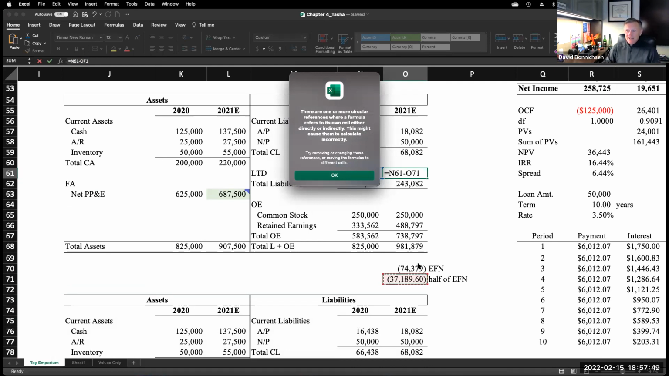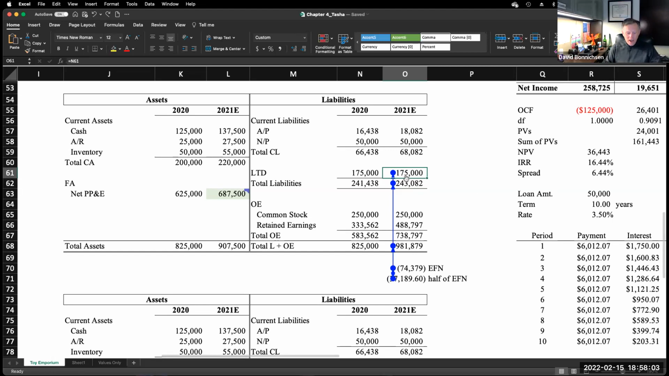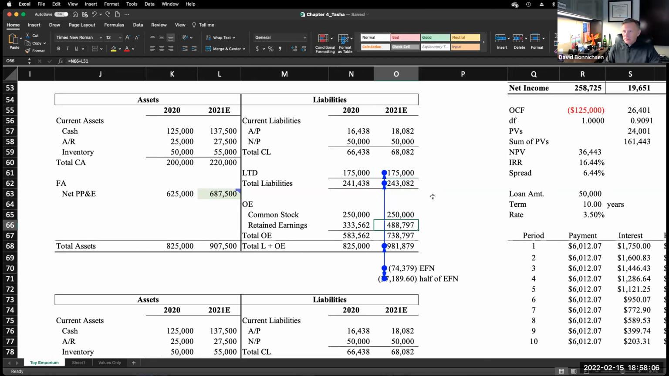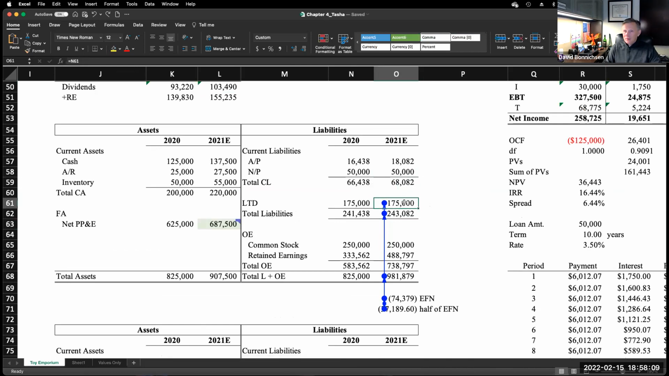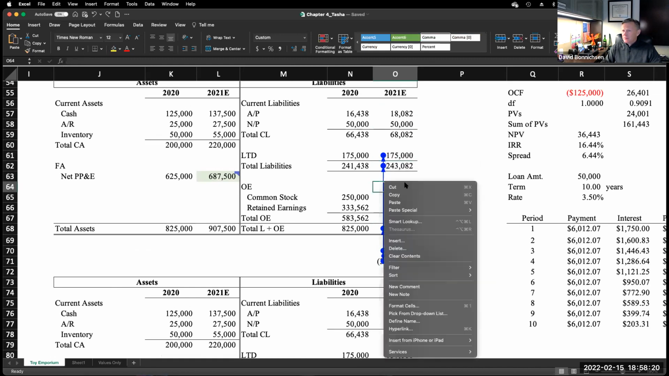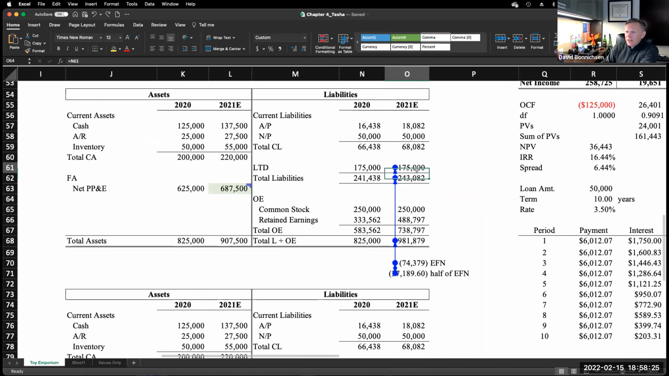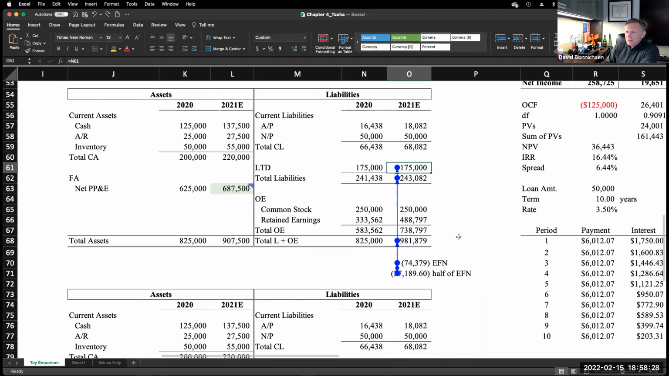Because my EFN is calculated using all of this data. Right? So now I'm going to get this circular reference error because I'm trying to reference something. I don't know why it's still there. It shouldn't be there. Well, it's not a circular reference anymore. I don't know why Excel's not clearing all of that. But apparently it's not. So there's no more circular reference.